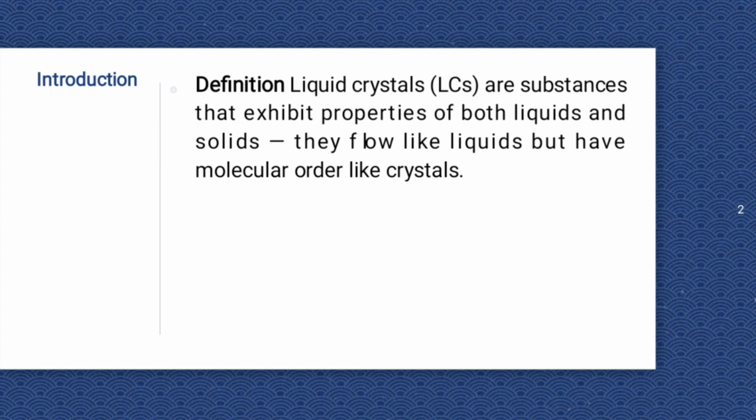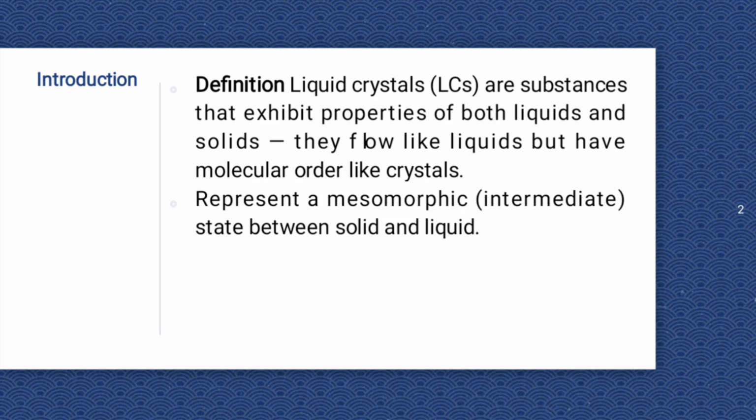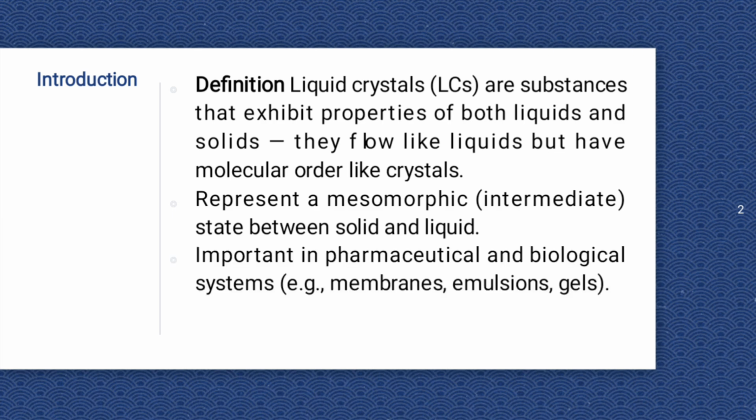Starting with the introduction. Liquid crystals flow like liquid but retain some molecular order like crystals. So we define it as: liquid crystals are substances that exhibit properties of both liquid and solid. That is, they flow like liquid but have molecular order like that of the crystals. And students, remember that because of this dual nature, they show unique optical and physical properties. They represent a mesomorphic, that is intermediate, state between solids and liquids. It is important in pharmaceutical and biological systems, that is membranes, emulsions, gels, etc.